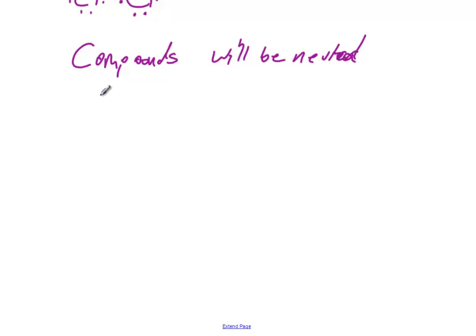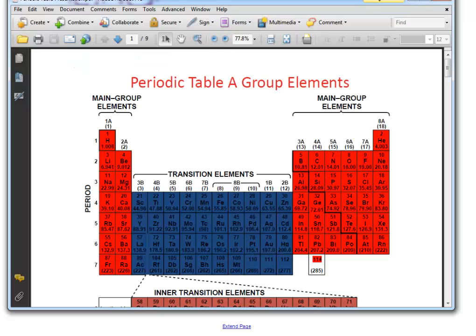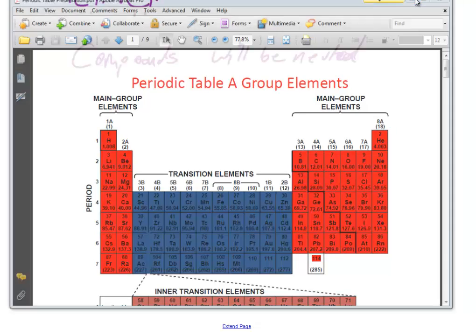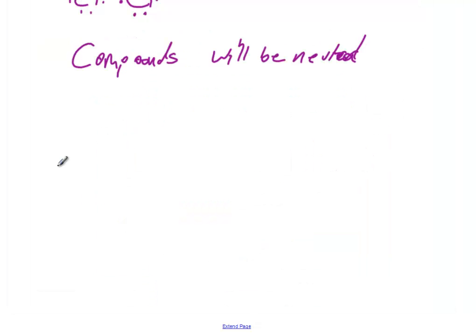So if we pick another couple of A group elements, like say aluminum, which is over here in group 3, and sulfur, which is in group 6, we'll take aluminum and get it together with sulfur. Aluminum is a group 3 element, so it's got 1, 2, 3 valence electrons. Sulfur is a group 6 element, so it's got 6 valence electrons.